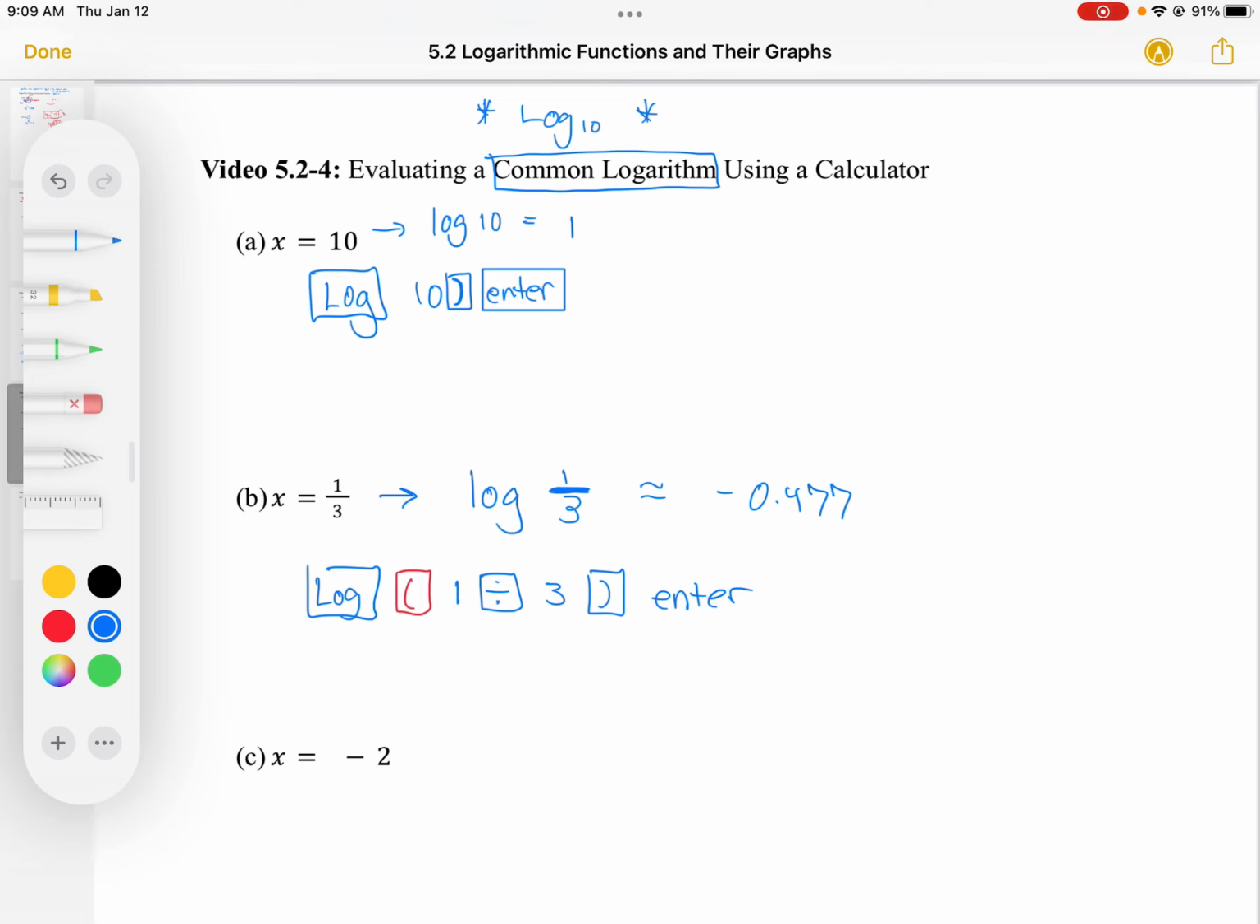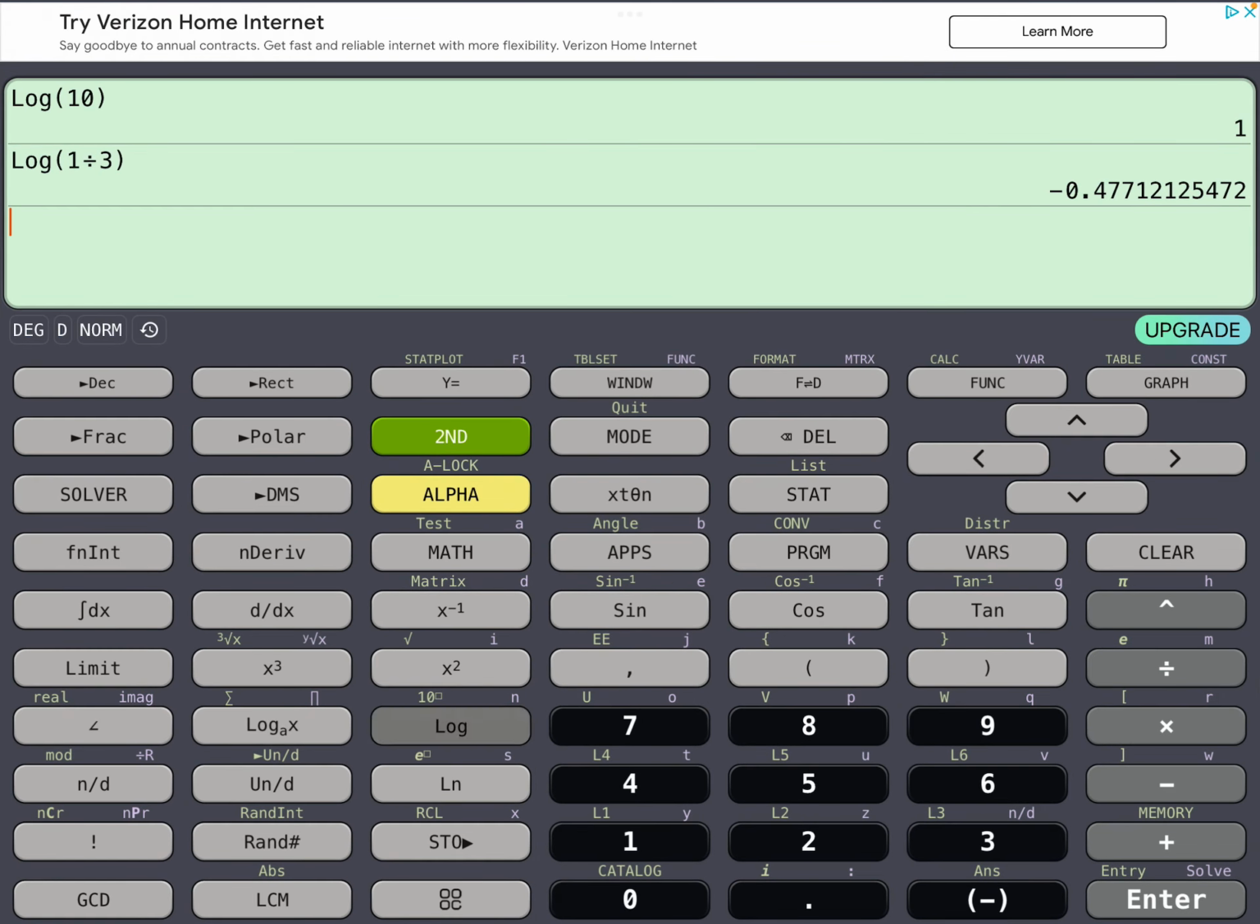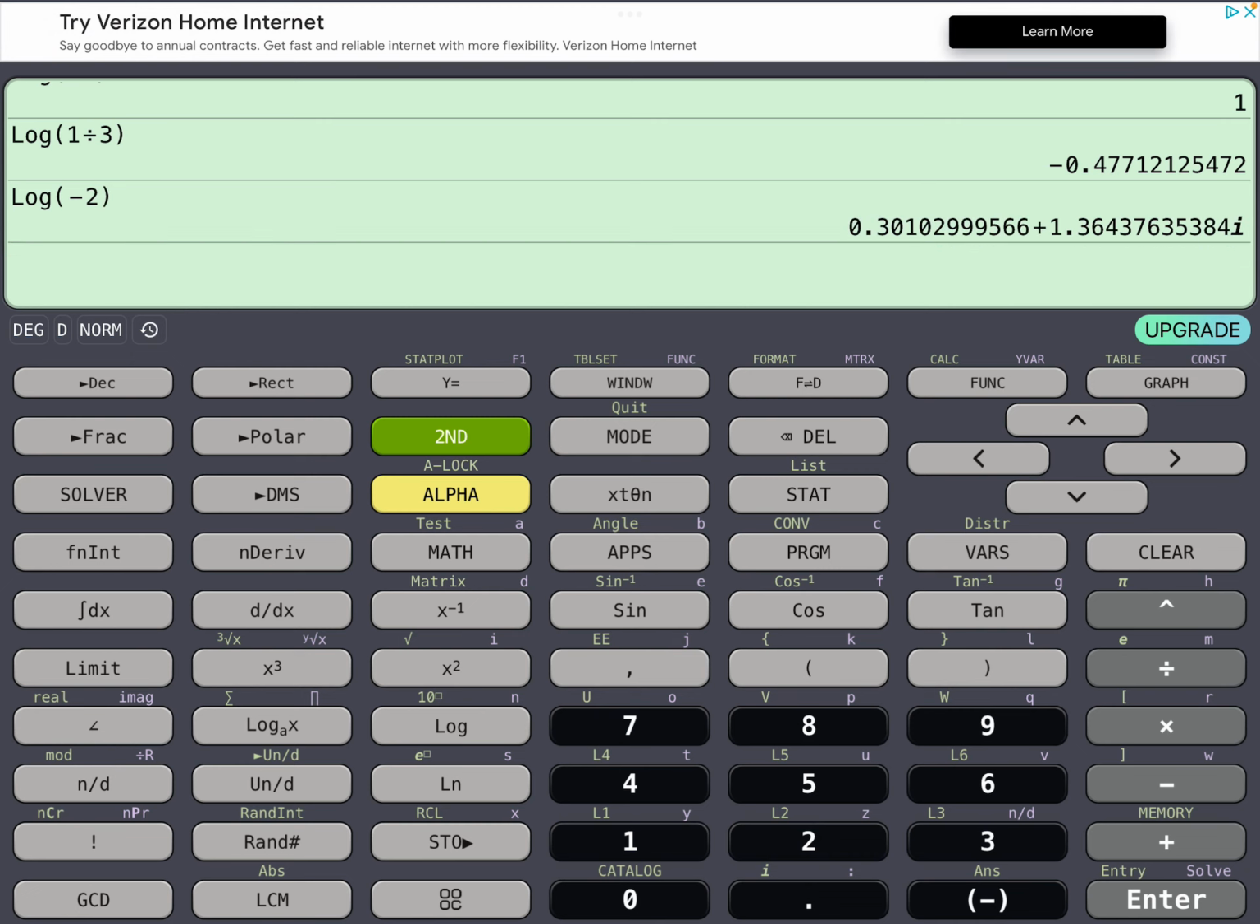And our last one, x is equal to negative 2. So this is log base 10 of negative 2. We're going to hit the log button. Then you're going to hit the negative button. Remember, that's a negative in parentheses. Hit the 2, and then hit enter. So log, the negative button, 2, close parentheses, enter. And you can see this calculator gives me quite an answer. It is an imaginary number.